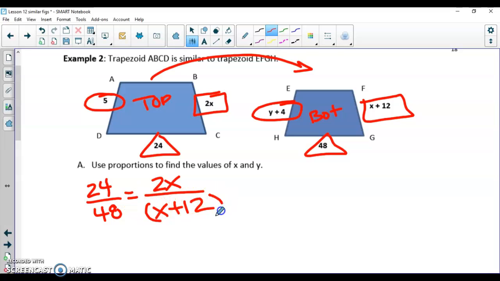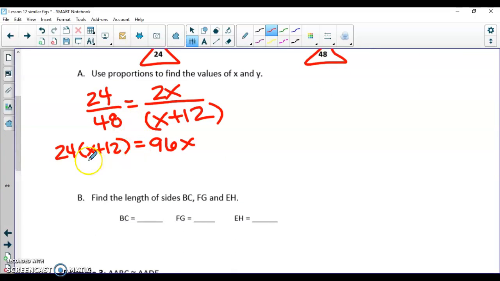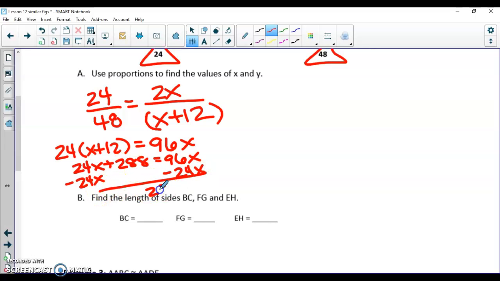So then we got 24 times (x plus 12) equals 2x times 48. 2 times 48 is 96x. Oh, we got x's on both sides. This is an ugly one. So we're going to have 24x plus 288 equals 96x. Move the 24x over because it's smaller. And it also makes sense because that'll get the 288 by itself. And that'll also give us 72x over here. Divide by 72, and we get that x equals then 4.